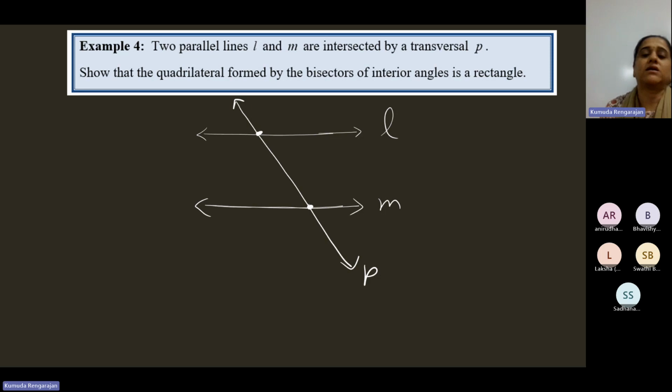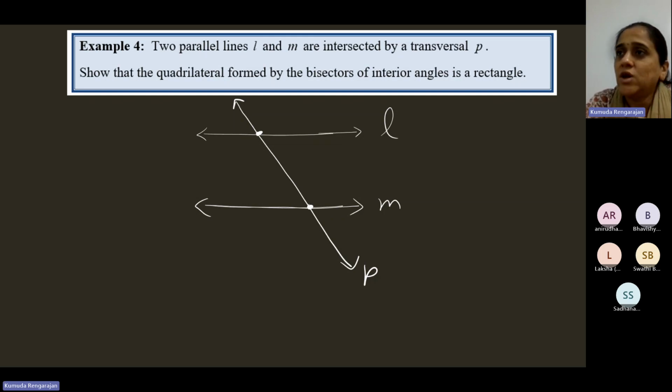Okay. Now, tell me in this figure, how many angles are formed around the transversal? Wake up, all of you. How many angles are formed around the transversal? Online students, how many angles are formed around the transversal? 8 angles. Very good. 8 angles are formed around the transversal.